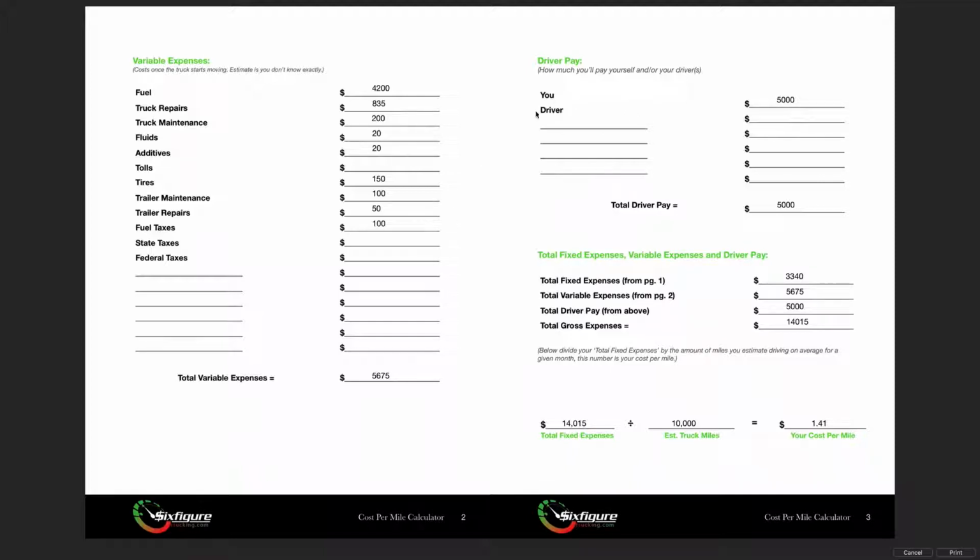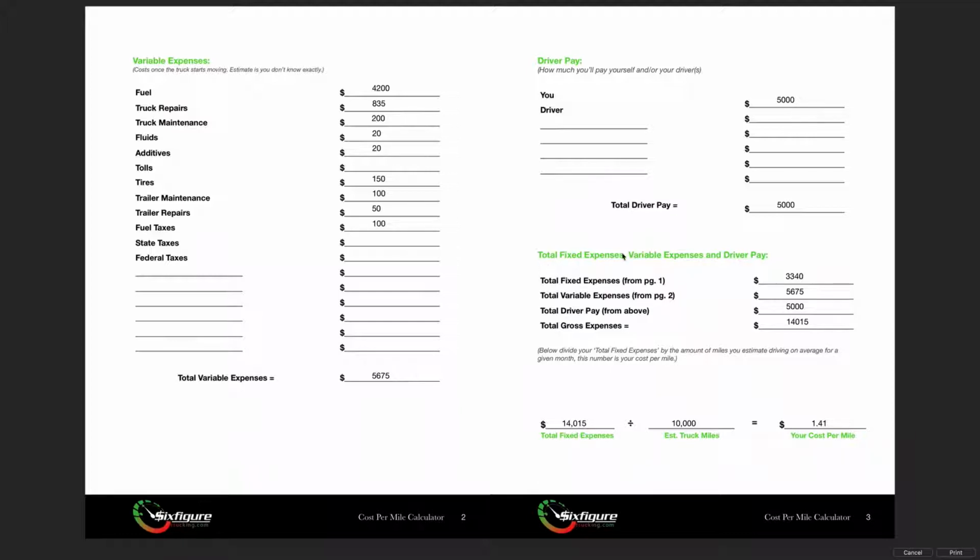Right here we got the driver pay. Now you're gonna pay yourself. I put $5,000 in there for the month for your salary, and if you get a driver, or you hire people that come on to the company, these are what you're gonna be paying them to run operations, whatever the case may be.